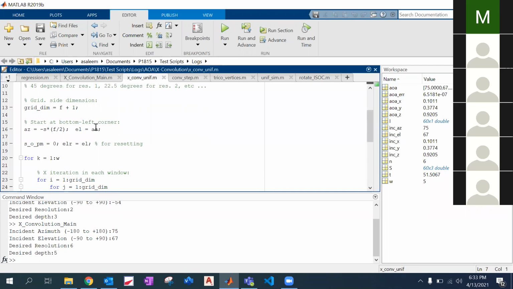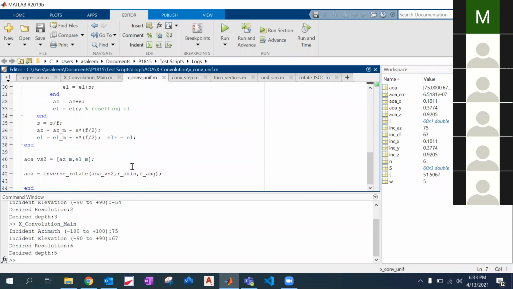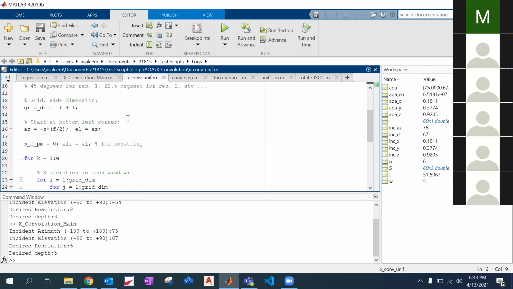And then similarly, if we rotate the isoc, we have to invert the rotation that we did, so we're back to the right coordinates, and that is what I'm doing here. This is basically the inverse of what I did here. And that is pretty much the convolution.